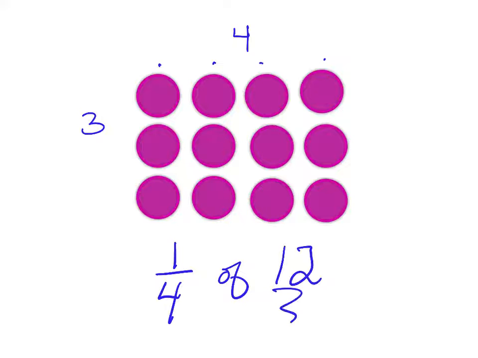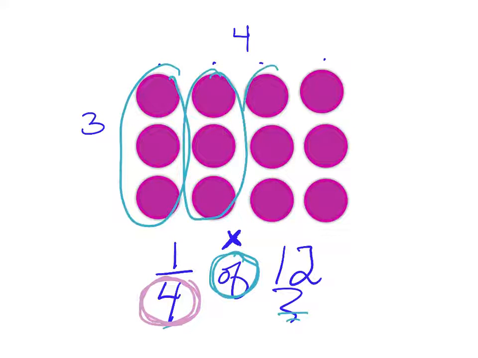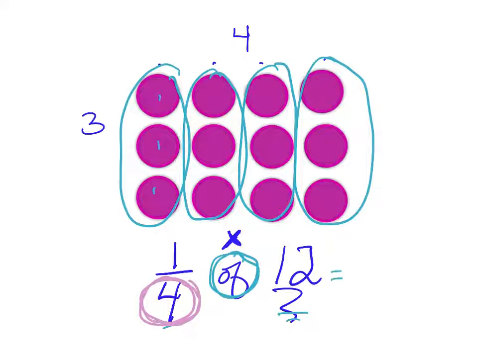Well, guess what? This word "of," whenever you see 1/4 of another number, that is going to imply that we're multiplying, right? 1/4 of 12 is the same as 1/4 times 12. So the first thing I need to do is break this 12 into 4 equal groups. If you are good with your math facts, this is not going to be very hard for you. 1 group, 2 groups, 3 groups, 4 groups. Are they equal? Yes, they are. How many in each group? 1, 2, 3. So 1/4 of 12, or 1/4 times 12, would give you 3.